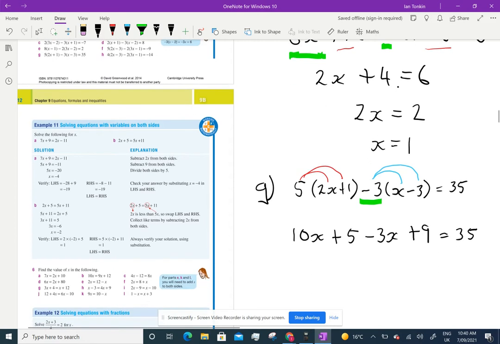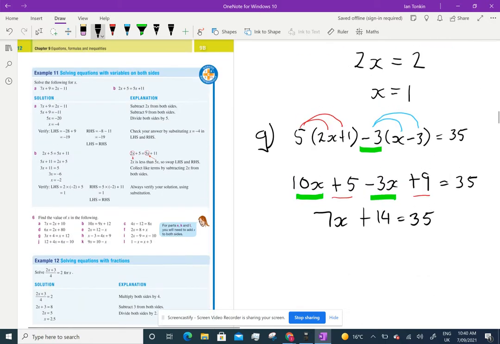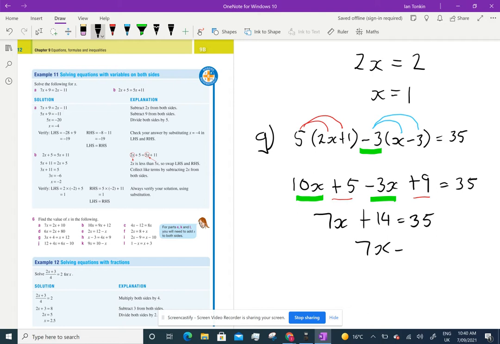Now tidy it up. I can go the x's, 10x minus 3x, well that's easy, 7x. And I've got plus 5 plus 9, plus 14, minus the 14, divide by the 7. And check your answer in the back of the book and we're right.